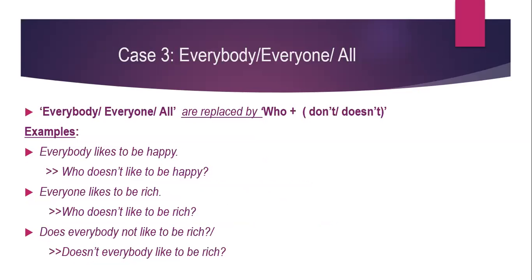In case the sentence has everybody, everyone, or all, it will be replaced by who plus don't or doesn't. Example, everybody likes to be happy changes to who doesn't like to be happy. Everyone likes to be rich changes to who doesn't like to be rich. And does everybody not like to be rich changes to doesn't everybody like to be rich?